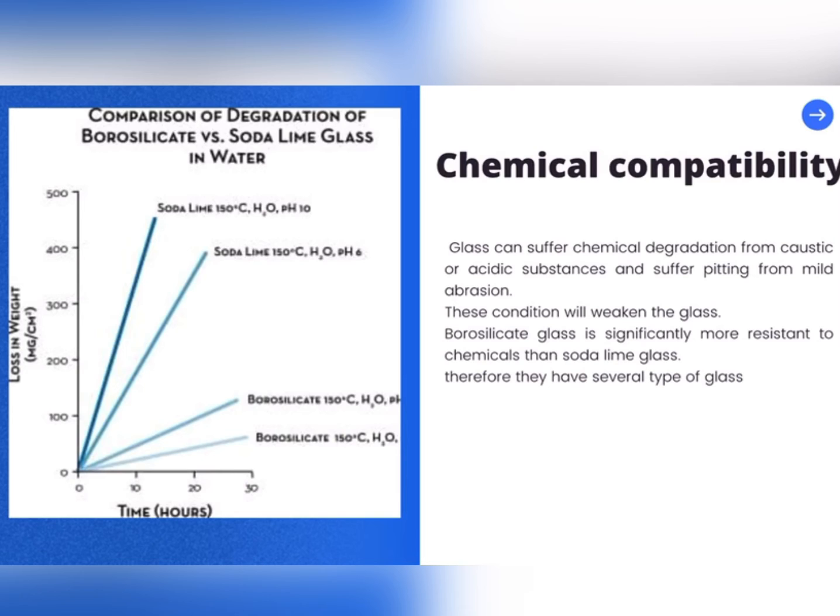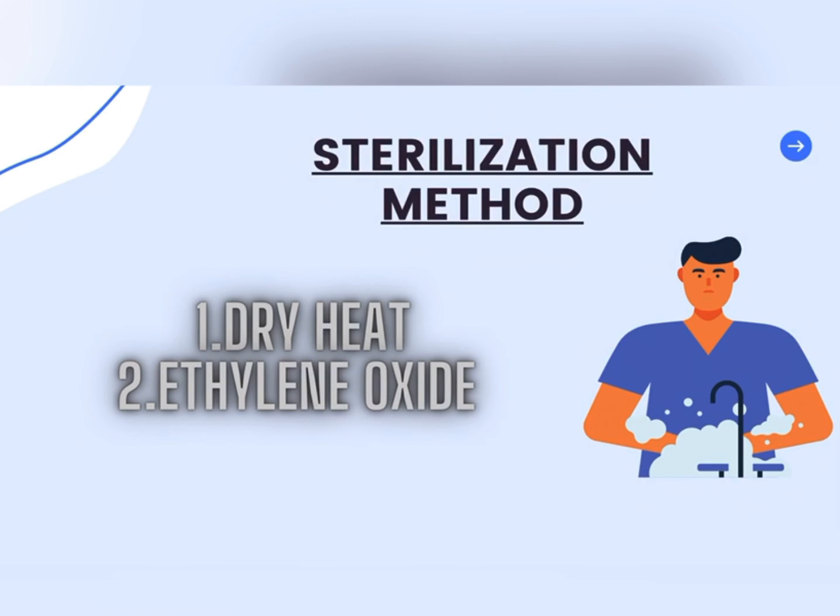So, alright, so we're gonna see about sterilization method. There are some example of sterilization method. So first is dry heat, second is ethylene oxide, and there is other few sterilization method, just like gamma ray and light emitting beam. So we're gonna use as glass, the most suitable method is to use dry heat and ethylene oxide. So what is dry heat?